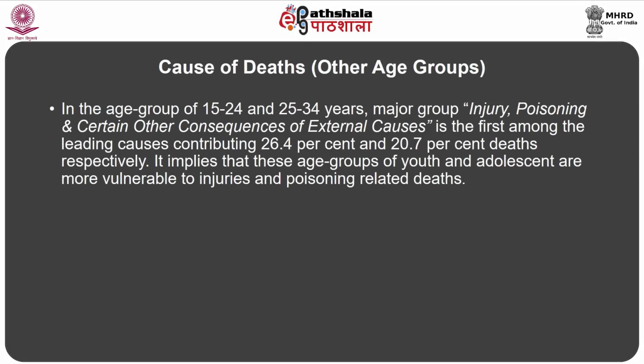Causes of death, other age groups. In the age groups of 15 to 24 and 25 to 34 years, the major group, injury, poisoning and certain other consequences of external causes, is the first among the leading causes, contributing 26.4% and 20.7% of deaths respectively. It implies that these age groups of youth and adolescents are more vulnerable to injury and poisoning related deaths.